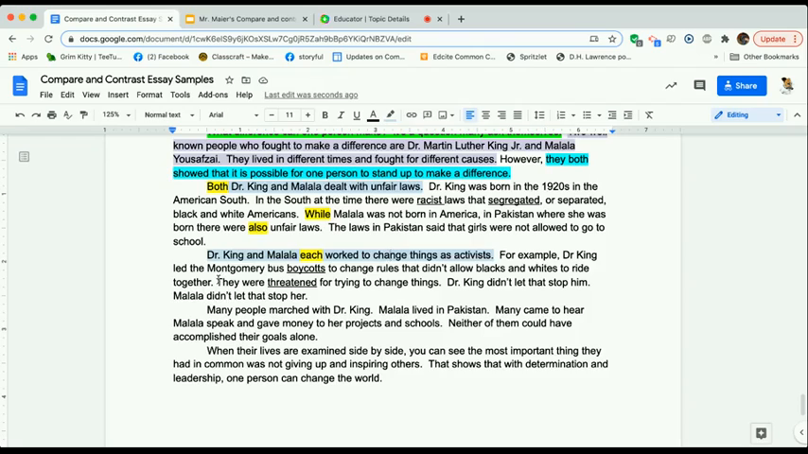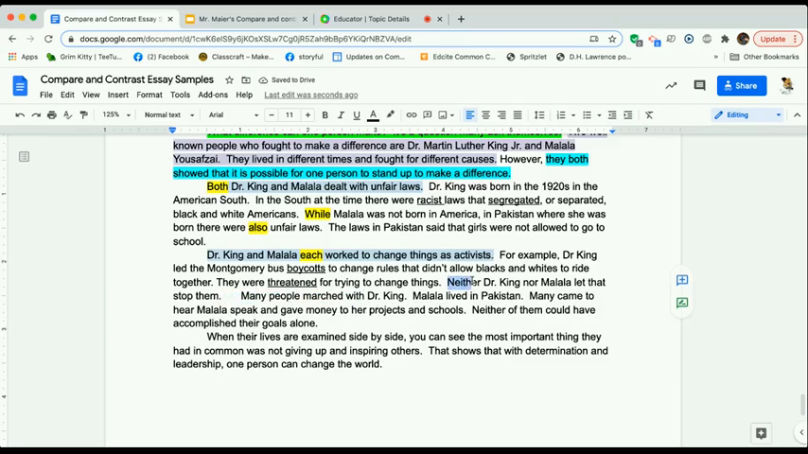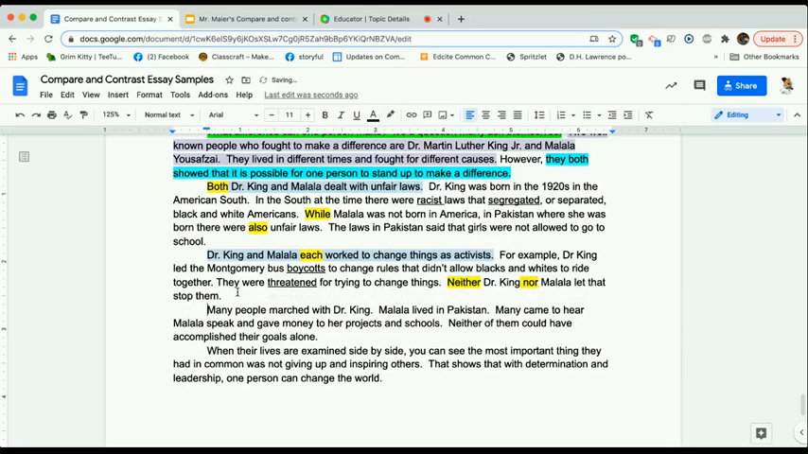Now, a couple of things that I'm realizing here. Okay, they were threatened. How about they were each threatened or they were both threatened, right? I could say that. Okay, and then this says Dr. King didn't let that stop him. Malala didn't let that stop her. I could combine that into one sentence by saying neither Dr. King nor Malala let that stop them. And then I have my compare and contrast word, neither and nor. Okay, which fixes my problem of not having compare and contrast words and makes my writing better because it combined something that should have been one sentence from 2 sentences.